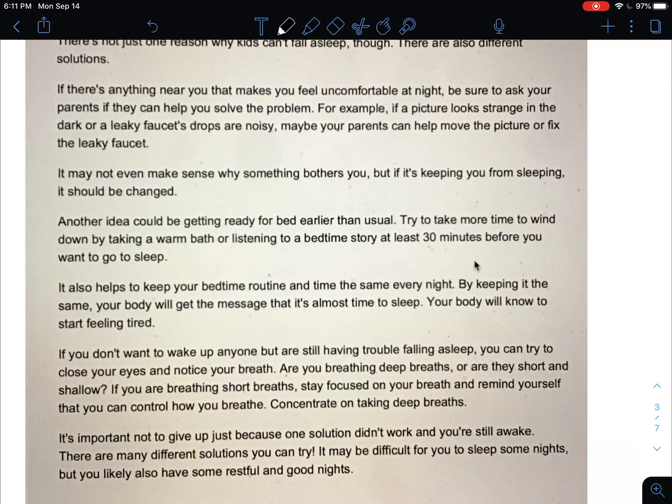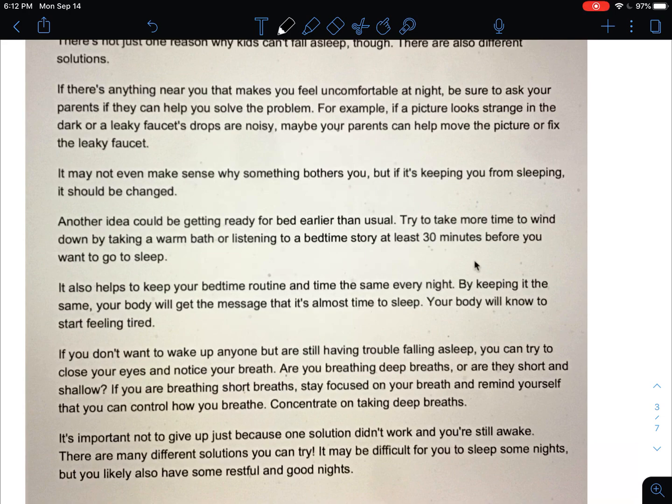If you don't want to wake up anyone but are still having trouble falling asleep, you can try to close your eyes and notice your breath. Are you breathing deep breaths or are they short and shallow? If you're breathing short breaths, stay focused on your breath and remind yourself that you can control how you breathe. Concentrate on taking deep breaths.